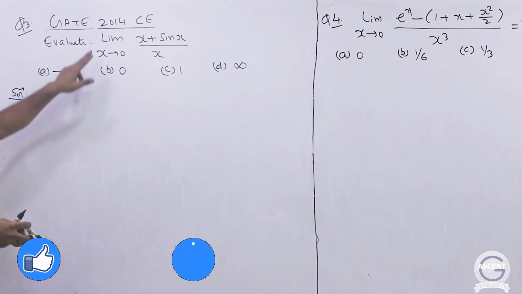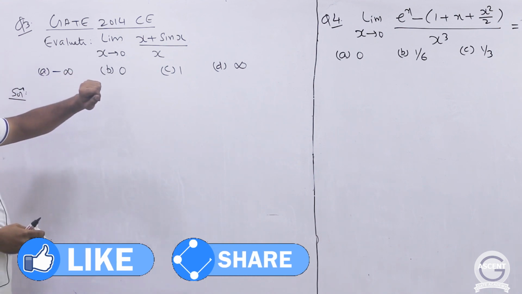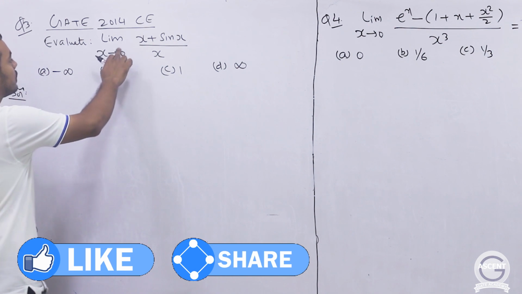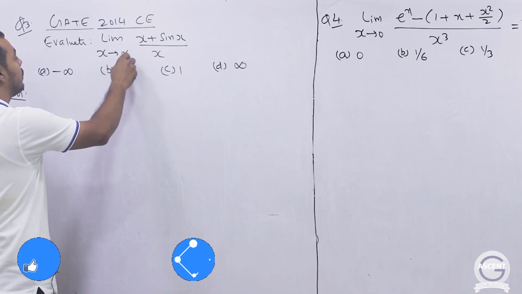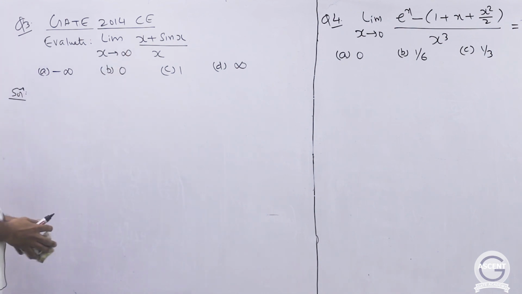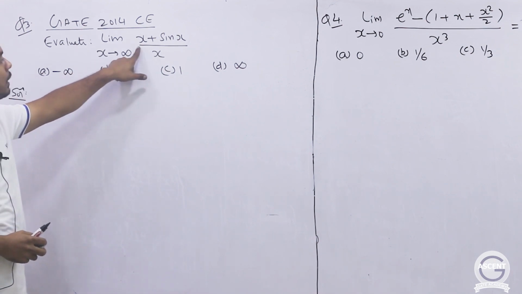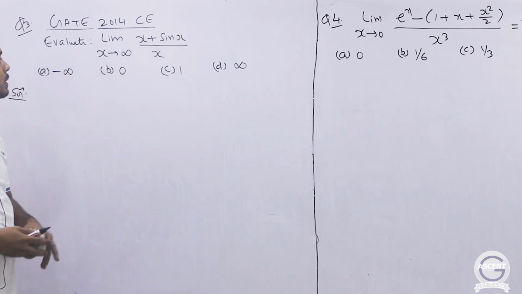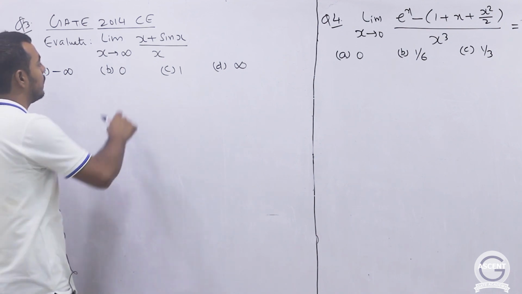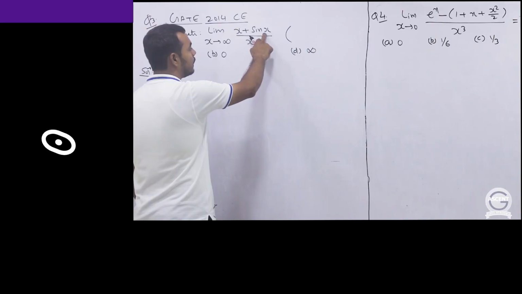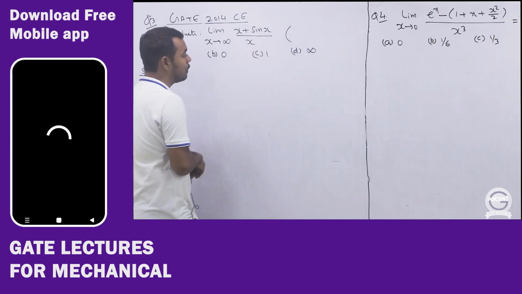The problem is, evaluate limit x tending to 0, x plus sine x by x. This was not x tending to 0, x tending to infinity. So the problem is, find the value of this limit x tending to infinity, x plus sine x by x. Now as you can see, if you place infinity here, then you will get infinity plus sine infinity, which will be anything from -1 to +1.